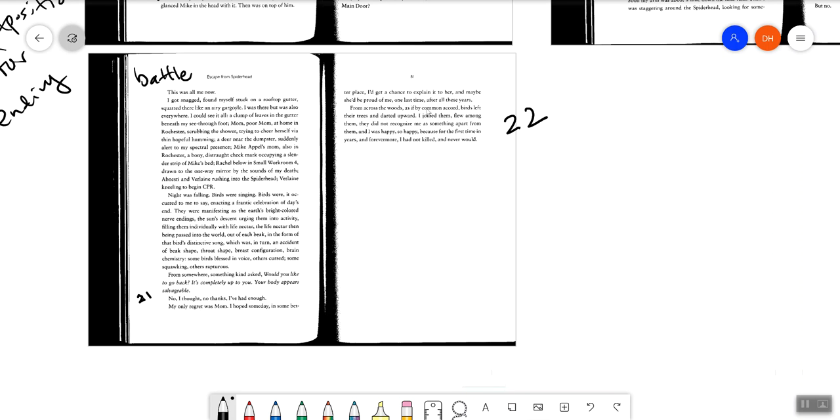From across the woods, as if by common accord, birds flew from their trees and darted upward. I joined them, flew among them. They did not recognize me as something apart from them, and I was happy, so happy, because for the first time in years, and forevermore, I had not killed and never would.